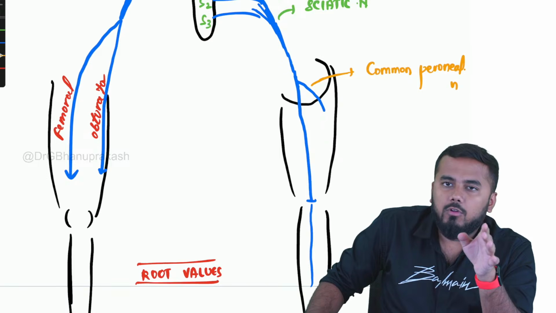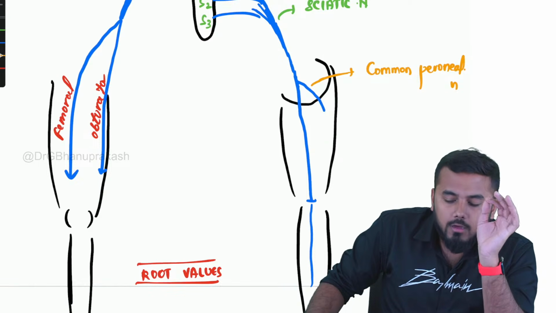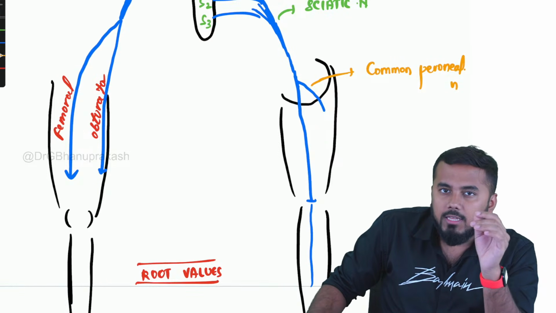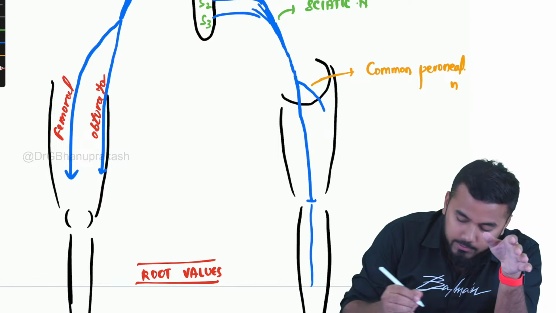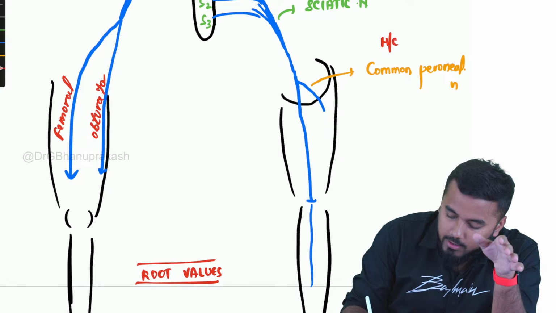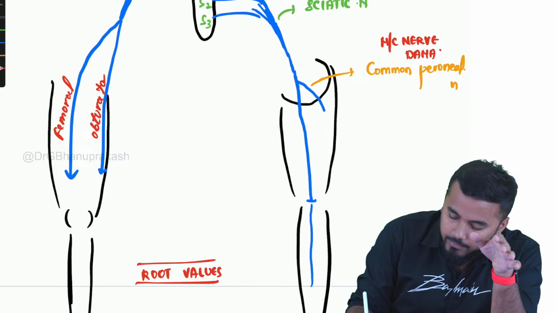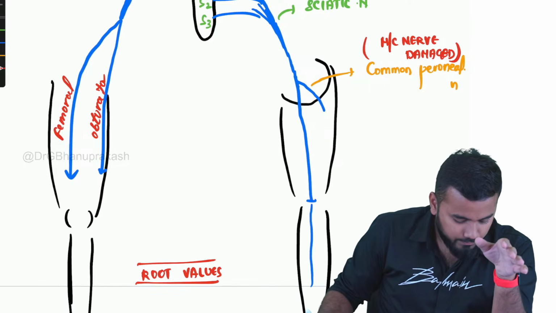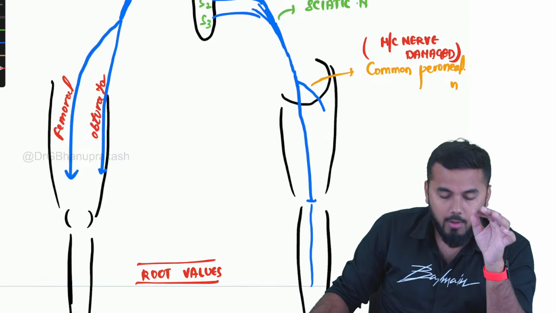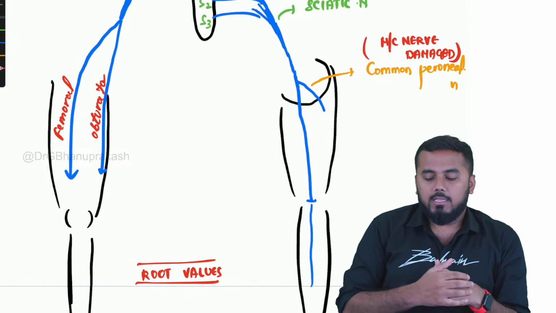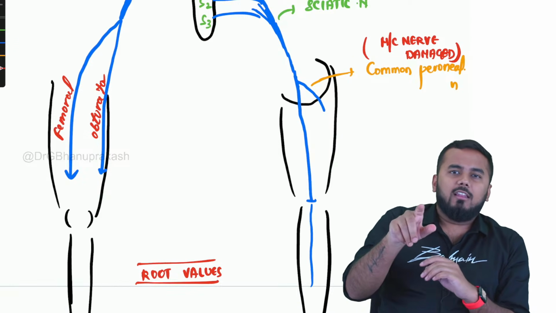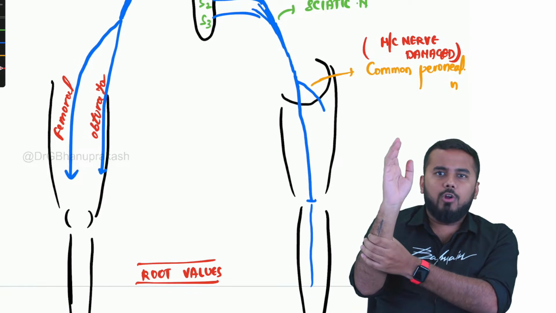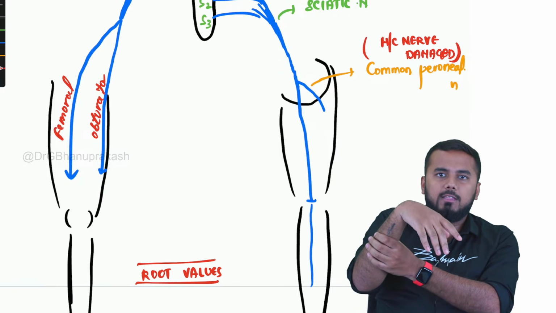One very important thing I want to tell you is that the most common nerve that is damaged in our body is the common peroneal nerve. You know one thing, that if the common peroneal nerve is damaged, there will be foot drop. Can anyone tell which nerve is responsible for wrist drop like this?